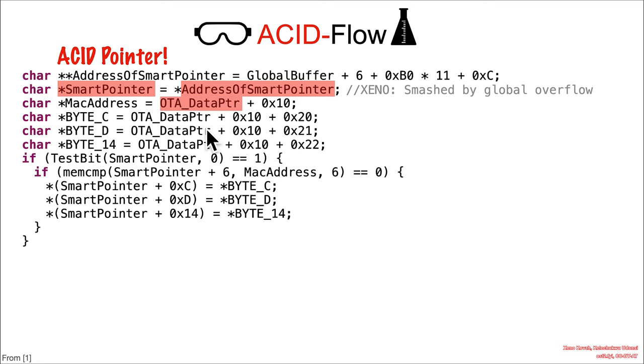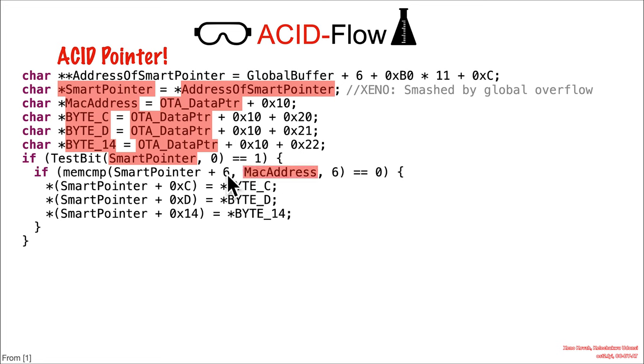And then we've got the OTA data pointer. This is over the air, meaning data coming out of the Wi-Fi packets. That's going to be copied into the MAC address. That's common for wireless protocols and network protocols in general. There's something like a MAC address, and it is ultimately attacker-controlled data coming from within a packet. Then other OTA data is copied into byte C, byte D, and byte 14. Then there's a check that tests the bits of the smart pointer, and it tests bit 0, and checks whether or not bit 0 is 1.